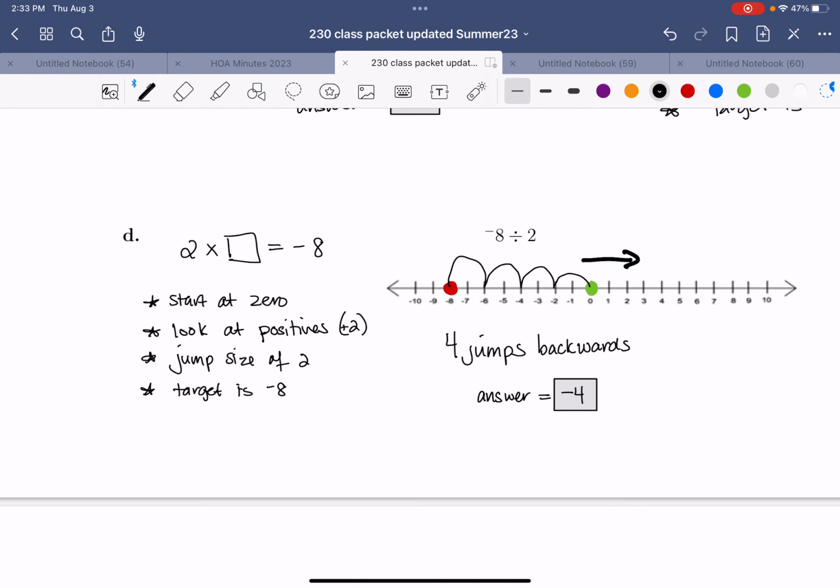Okay, so with division, you're always rewriting as multiplication. That answer to the multiplication, which is actually the dividend of your division problem, is your target. You're always starting from 0 because with multiplication, we're always starting from 0. And then your divisor, or that factor in the multiplication problem, is your jump size, the value, and the direction that you look. Okay, and then your answer is the number of jumps you take to go from green to red, from start to end, and whether you went with the arrow or opposite the arrow.